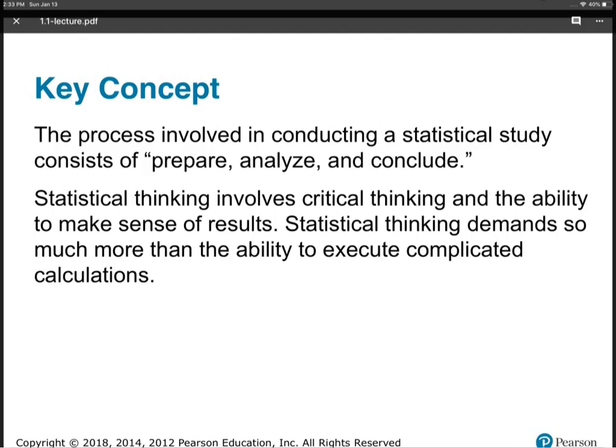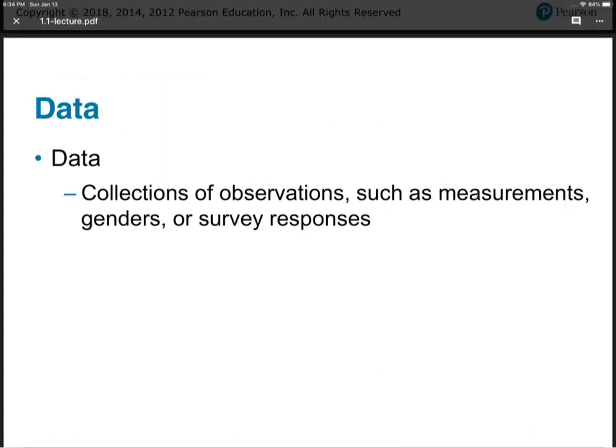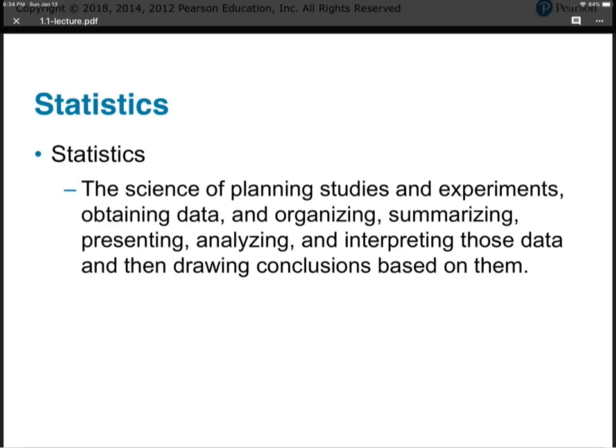The process involved, so basically there are 3 things that are important there. I'm not just going to read it boringly. It's just those 3 things. That's all we care about. Prepare, analyze, conclude. Those are the 3 things we're going to see. So let's go into data. Data, you know what data is. It's collections of observations. So let's get particular. Statistics. What is statistics really? It's the science of planning, obtaining data, organizing, summarizing, presenting, analyzing, and interpreting those data.